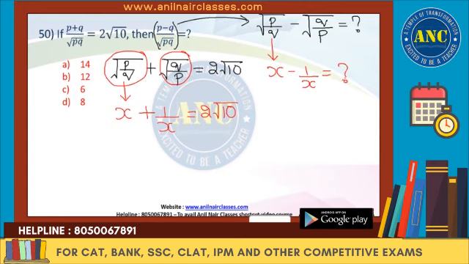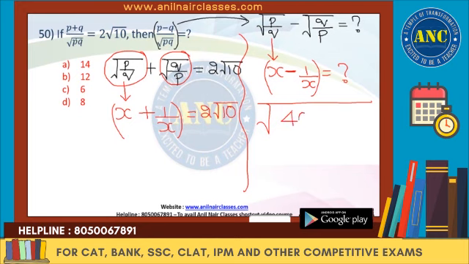Very simple, sir. Once again, it is exactly similar to question number 48 and 49. x plus 1 by x is 2 root 10. x minus 1 by x is how much? So x minus 1 by x is plus or minus square root of k square minus 4. Why minus 4? Because the question is asking you for x minus 1 by x. k square is 2 root 10 whole square, that means it is 4 into 10, 40, minus 4 is 36. Square root of 36 is 6. And this is how beautifully you can solve all the questions, and that too within seconds.